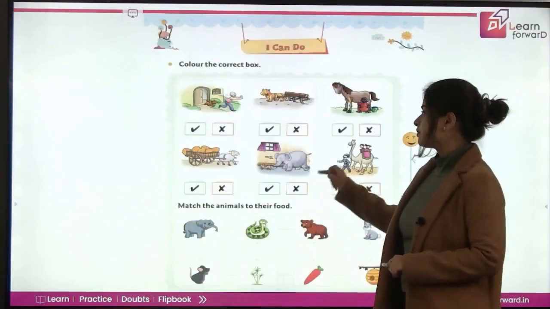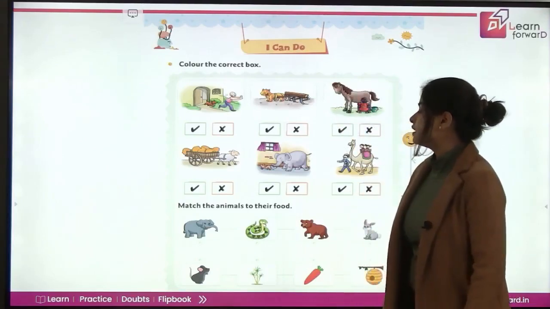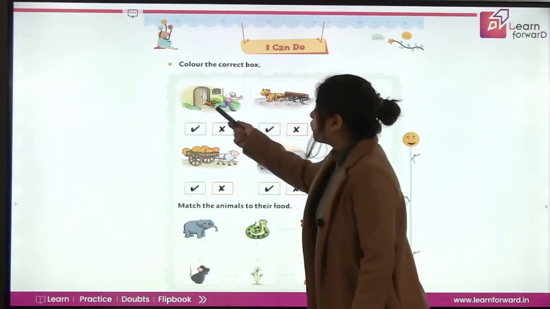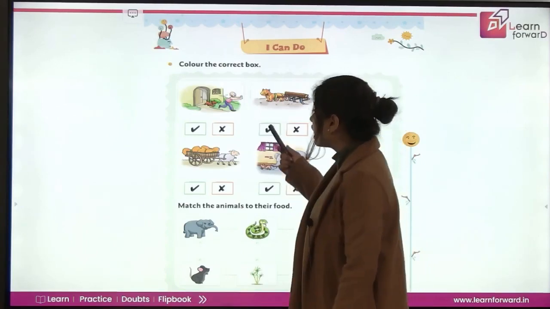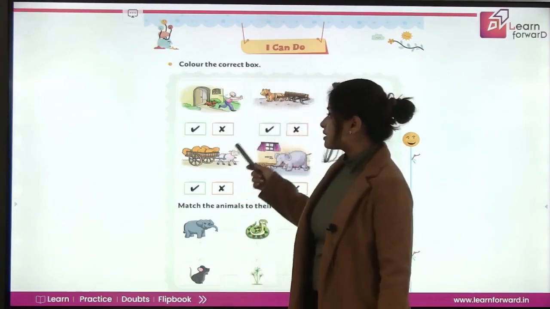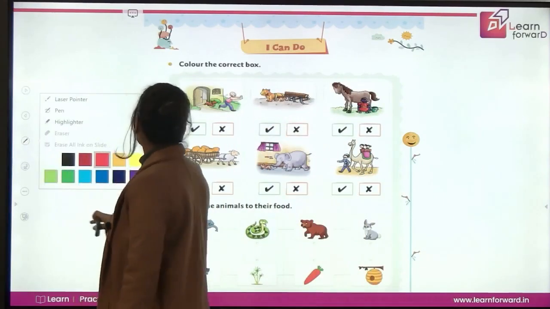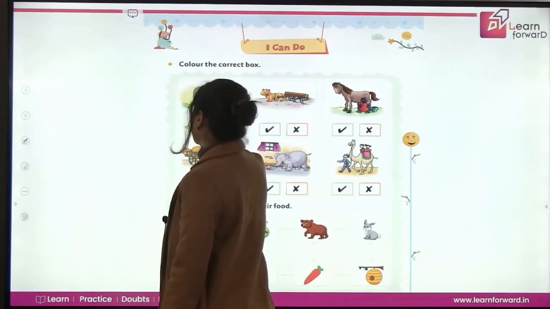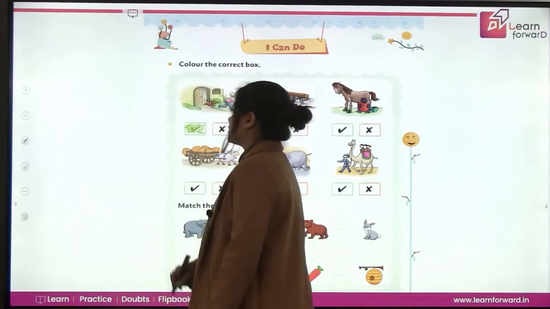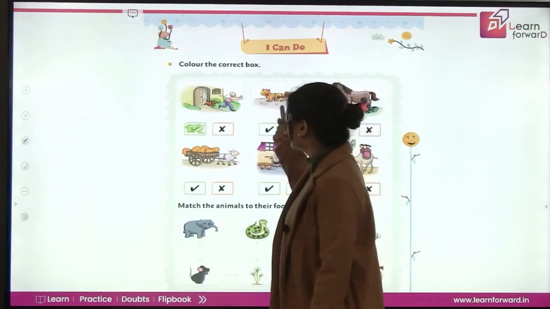Okay, now next is color the correct box. See what the dog is doing. The dog is guarding the house. Yes, it's correct. Dog guard our house. So we will color the green box here. Okay, like this. See, cat is carrying the loads.